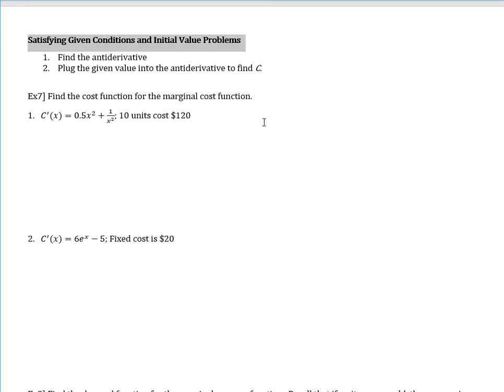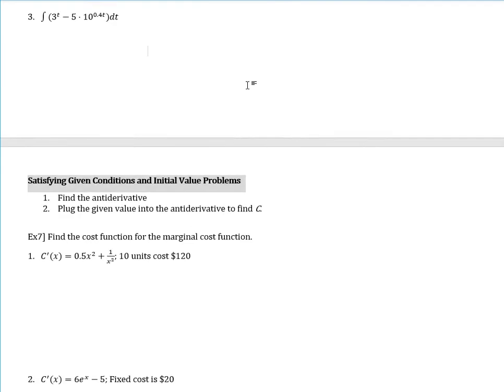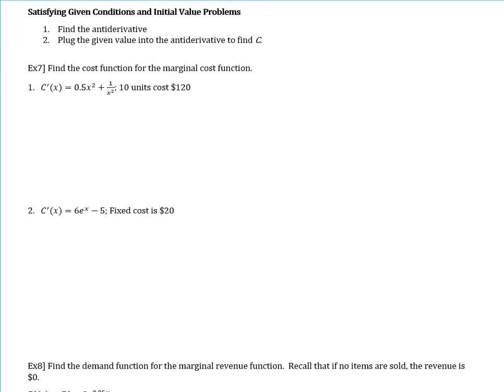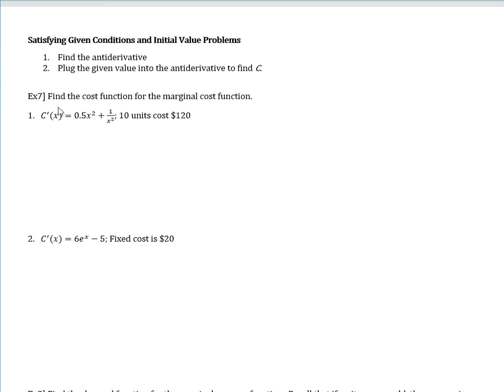All we're going to do is take the antiderivative and then eventually plug stuff into the function that we find so that we can find whatever the constant is. So we're going to get an actual number for the constant. One of the common ones that we see in this class involves marginal cost, but it could be really anything. It really doesn't matter, as long as you have some given information, we can use this scenario to help us.